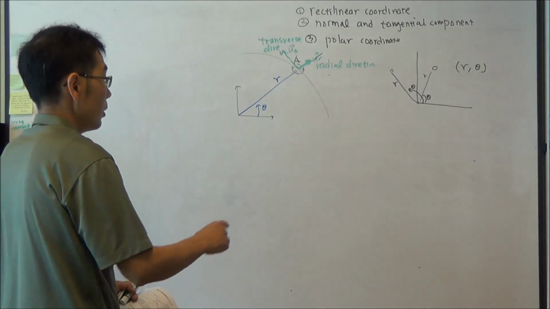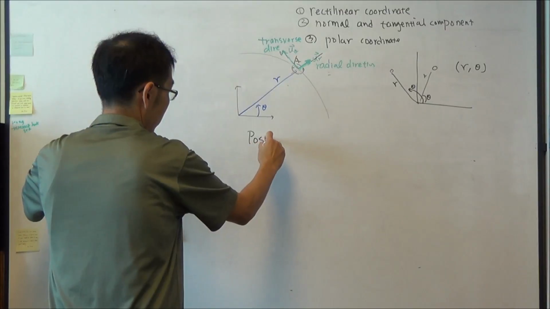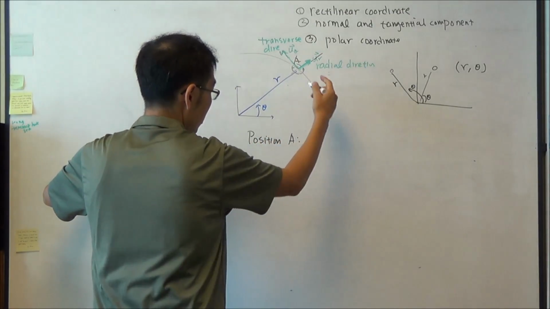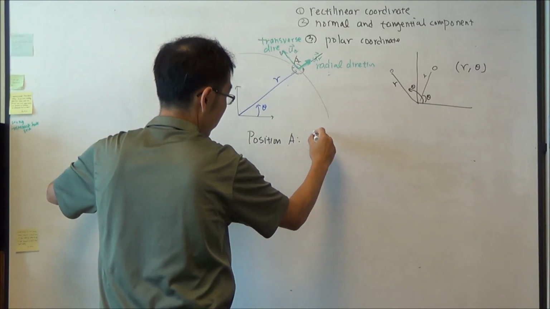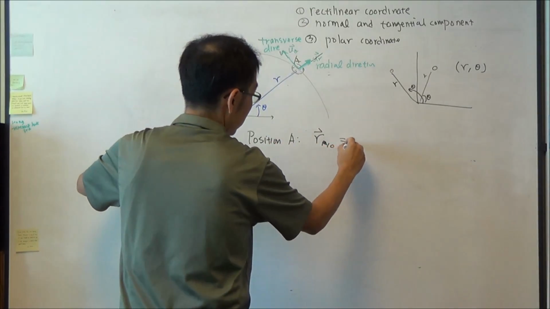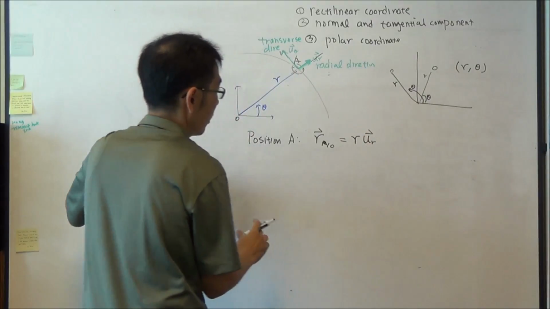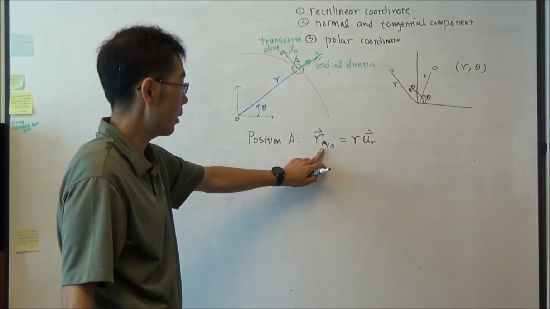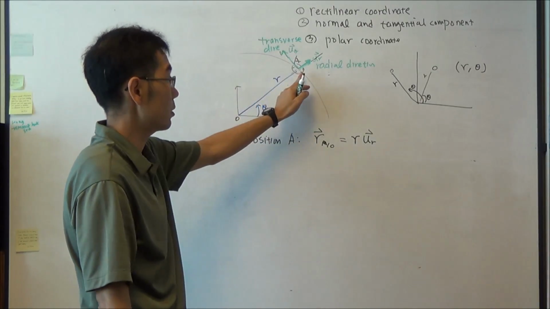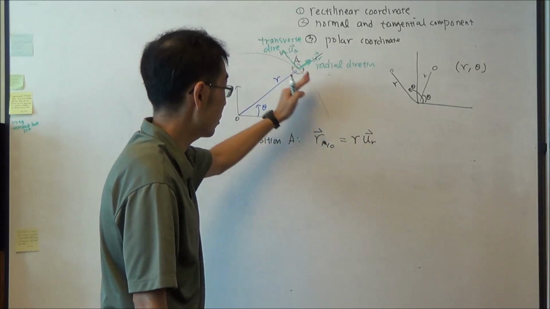Okay, then what's the position of A? Position A. I just represent the position of A using the r vector. So with respect to O, it is equal to my r times u_r, right? So my position A is simply my r, which is the magnitude from here to here, that's the distance of my object from O, and the u_r vector. So this is the unit vector.